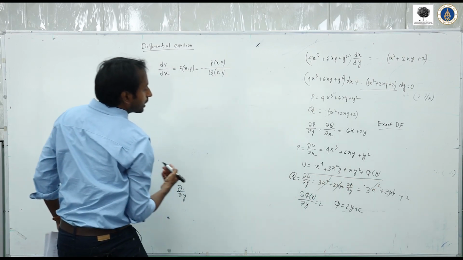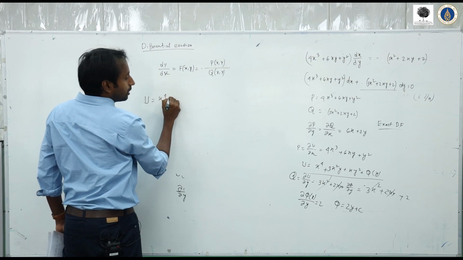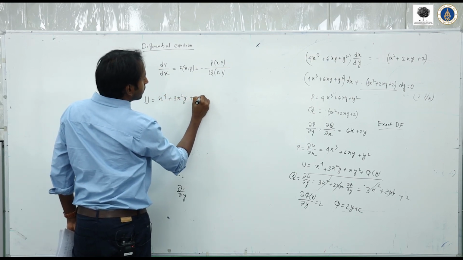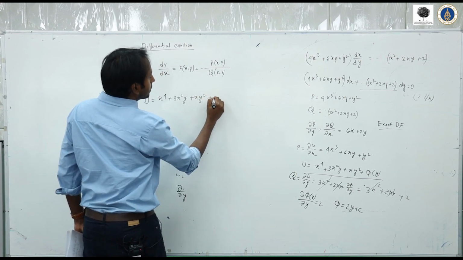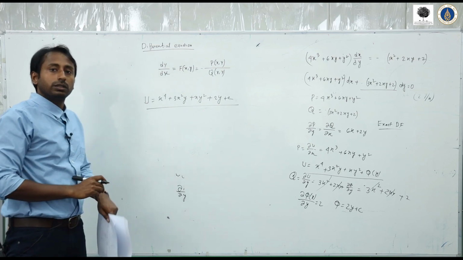What is the u you got here? Put the phi back, so u is going to be x to the power 4 plus 3 x square y plus x y square plus 2y plus c. So this is the solution for the differential equation.